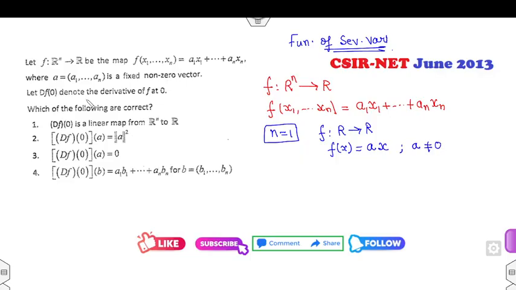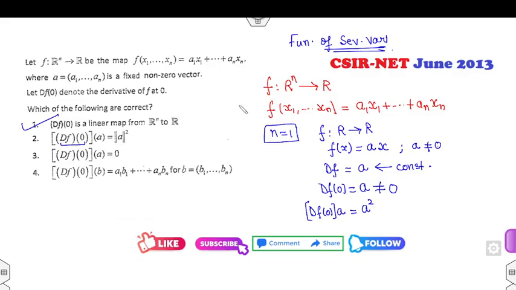Let df0 be the derivative of this function at the point 0. What is df0? The derivative at the point 0 is a, and a is non-zero. D of f is a linear map. You can see the derivative is a constant function, and every constant function is a linear map. D of f0 is a. If you multiply this by a, it will be a square. Because a is a vector and now I consider it as a real number, this number is a square.